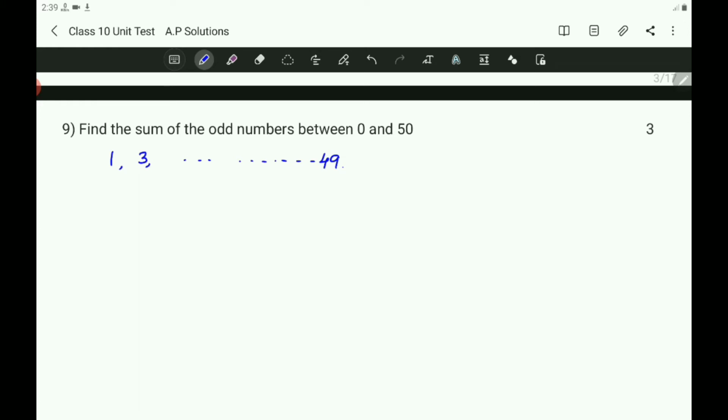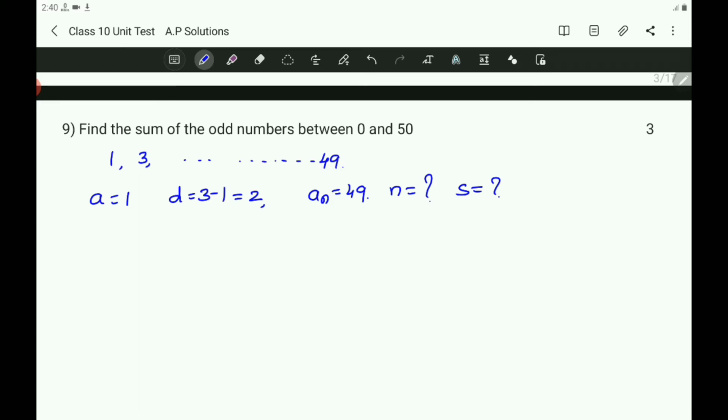Now as usual you write A. A equals 1, and D equals 3 minus 1, that equals 2. The difference between any two odd numbers is always 2. But here, how many terms there are is not given. What is given here? The last term is given. So here consider an equals 49. You must find n. Without getting n, it is not possible to find the sum of the given AP. Then S equals question mark.